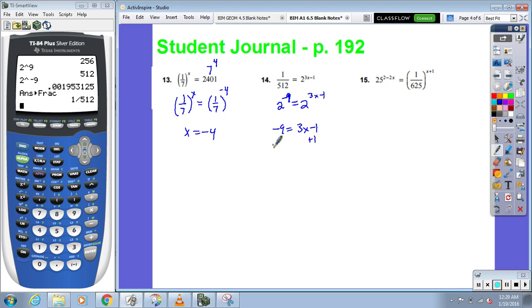I can add this one over here. And so I'm going to end up with negative 8 equals 3x. I divide by 3 and I get x equals negative 8/3. And I'm just going to leave my answer like that.